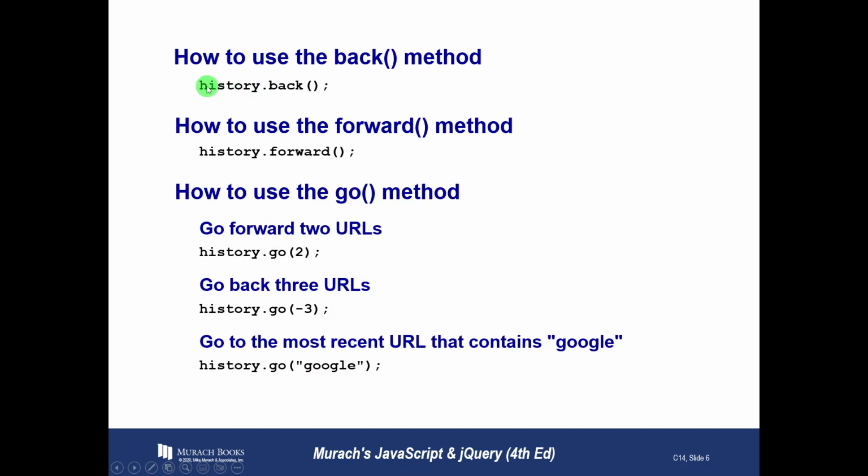So here's an example. History.back, history.forward. It's just like hitting the forward and back buttons on the browser. History.go and putting in 2 will take us forward 2 items in our history. To have items forward in your history, you have had to have used back at some point. If we want to go backwards, we use a negative number. So history.go(-3) would take the application back 3 pages. Or we could do something like this, history.go and put Google, and it'll go back to the first page that contains the word Google.